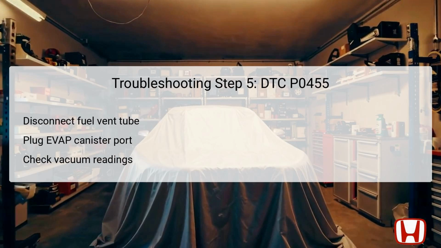Moving on to Step 5, turn off the vehicle completely and proceed to disconnect the fuel vent tube from the EVAP canister while plugging the canister port. Connect your vacuum pump to the purge line, as this will allow you to test the system's ability to maintain the correct vacuum level.